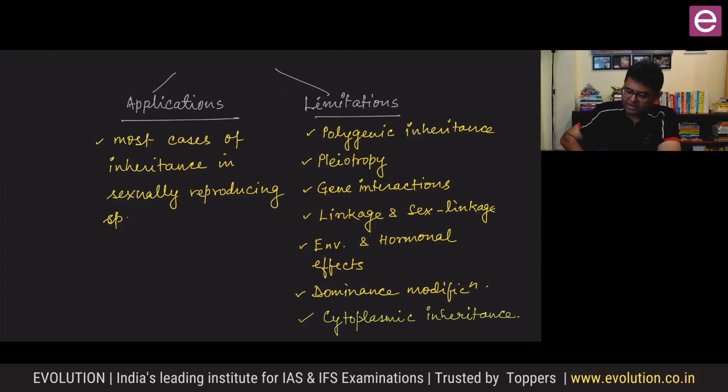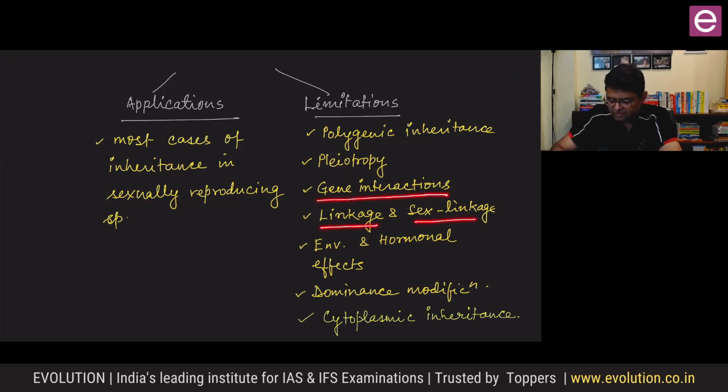Okay. Finally, applications and limitations. So in most of the cases of inheritance in sexually reproducing organisms, you will see Mendelian principles applying. But at the same time, in things like polygenic inheritance, and pleiotropy, which is when a single gene governs multiple features, that's pleiotropy. So in pleiotropy, you will again see that Mendel's rules are not followed. If two genes are interacting, it will not be followed.